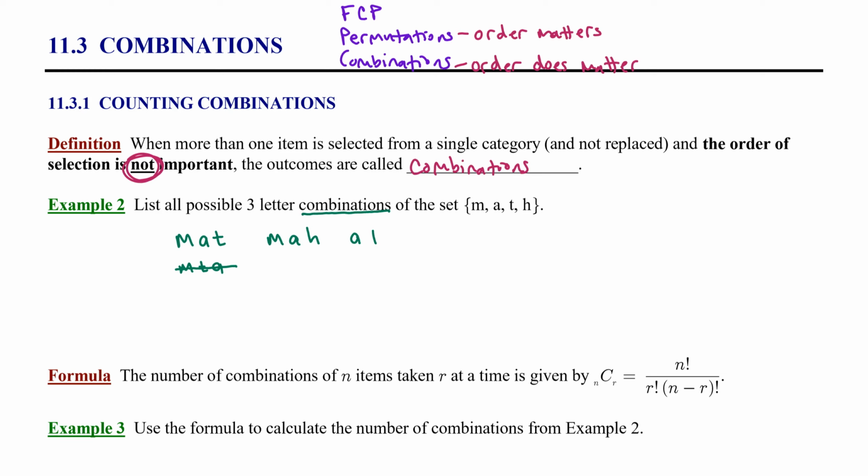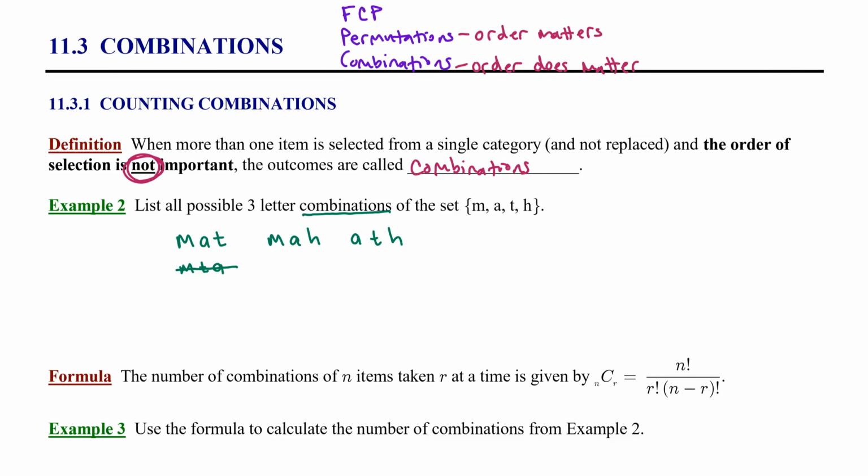And how about A, T, H? And there's one other possibility, M, T, and H. So those are all the combinations of the set M, A, T, H. The only other arrangements I could get would be a rearrangement of the letters that we already have right there. So combinations are very different from permutations. Now, just like we had with permutations, we can count combinations without having to list all of the individual items.